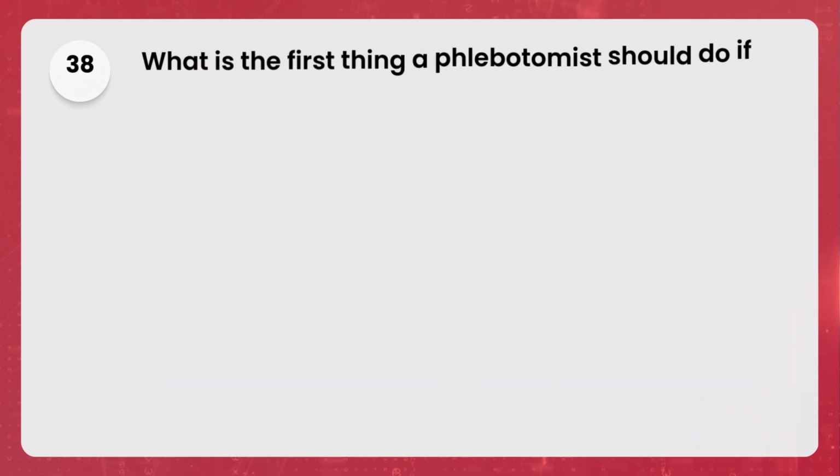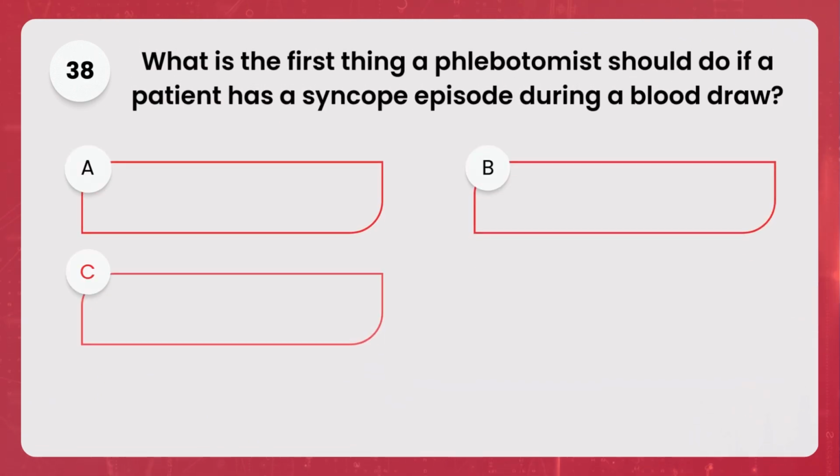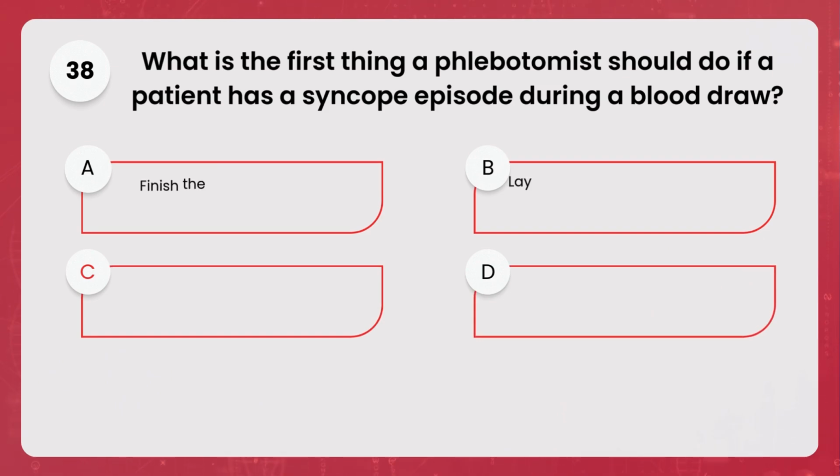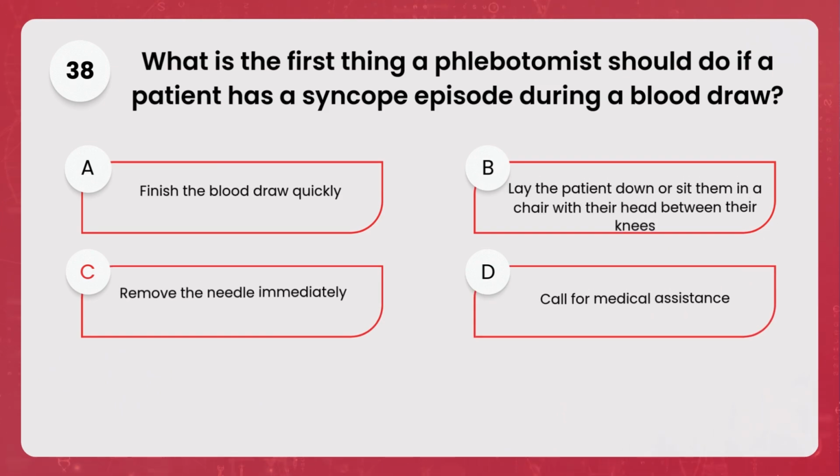Number 38. What is the first thing a phlebotomist should do if a patient has a syncope episode during a blood draw? A, finish the blood draw quickly. B, lay the patient down or sit them in a chair with their head between their knees. C, remove the needle immediately. Or D, call for medical assistance.